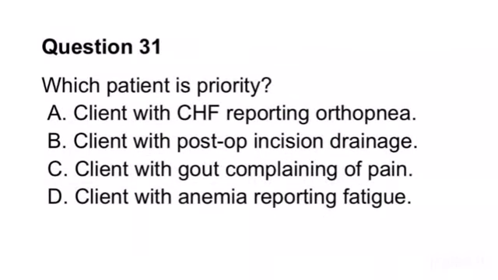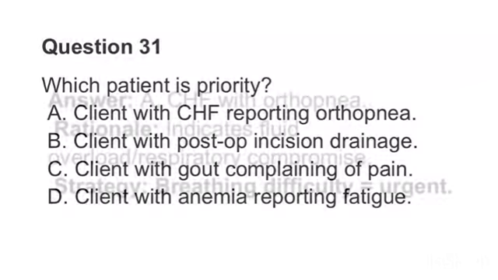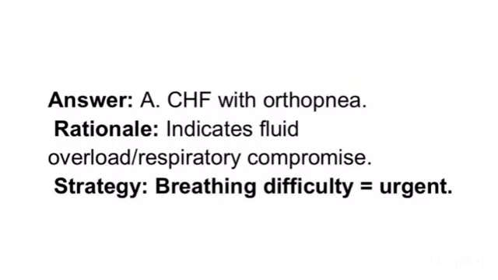Question 31. Which patient is priority? A. Client with CHF reporting orthopnea. B. Client with post-op incision drainage. C. Client with gout complaining of pain. D. Client with anemia reporting fatigue. Answer: A. CHF with orthopnea. Rationale: indicates fluid overload/respiratory compromise. Strategy: breathing difficulty equals urgent.